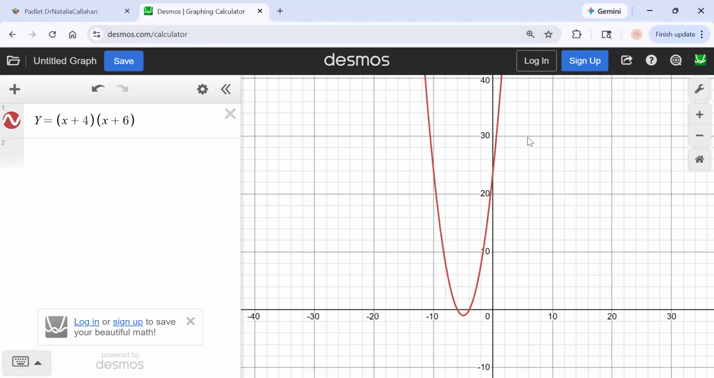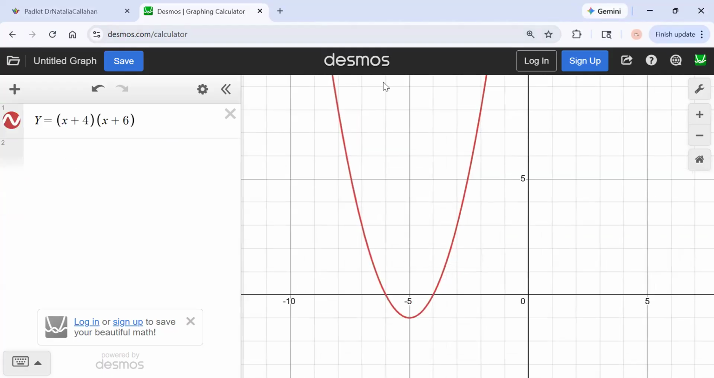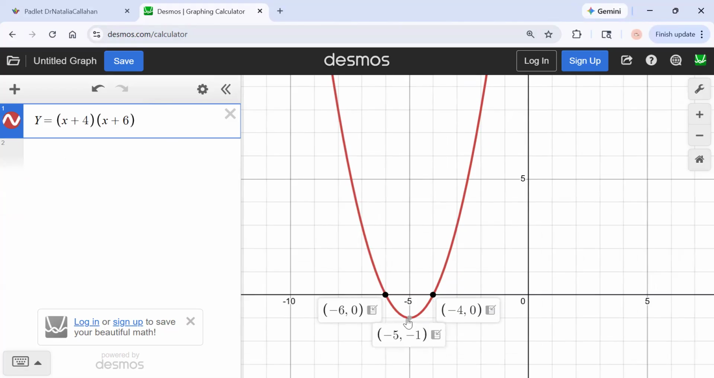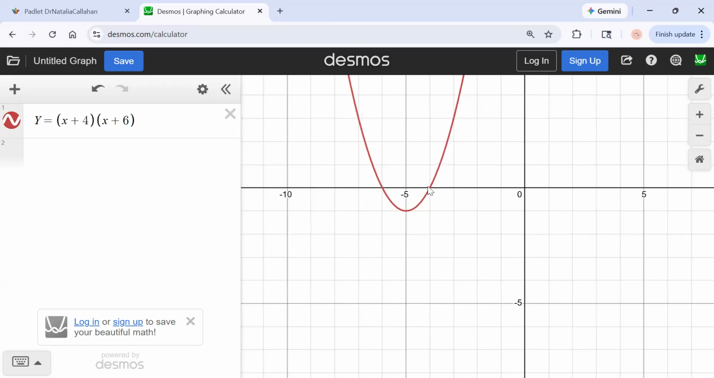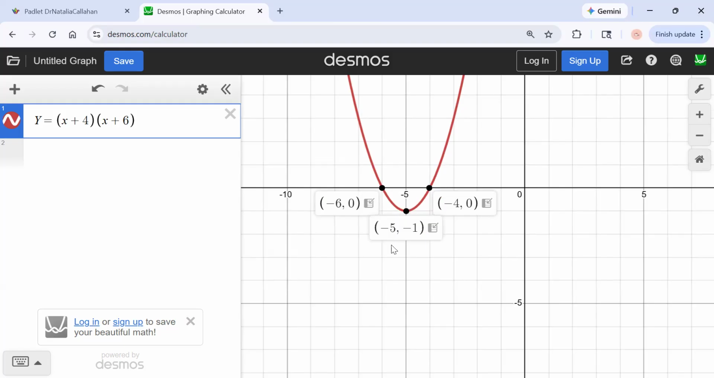So your x-intercept, write this down. Should be this one right here, negative 4, 0, and negative 6, 0. That's your x-intercept. You want to label it x-intercept. You know, copy these down. Does that make sense? Let me know when you're done so we can move on to the next part. Got the x-intercept?